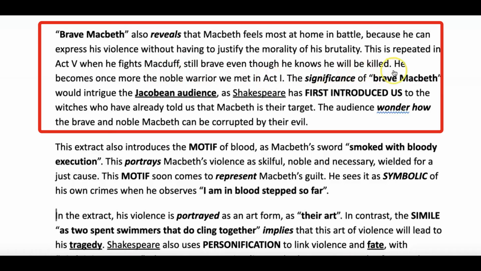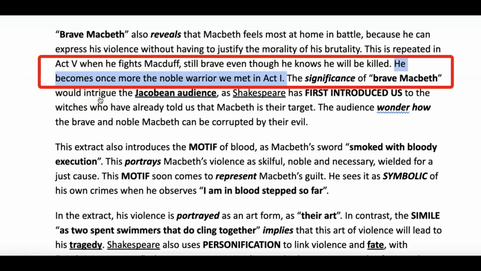So you remember this when first he decides not to fight Macduff, but then he says, "Lay on, Macduff, and damned be him who first cries, 'Hold, enough!'" Again, that quote would have helped the student, but they don't need it. They still get 30 marks out of 30 because the examiner knows that's the part of the play that the student is writing about. "He becomes once more the noble warrior we met in Act 1."